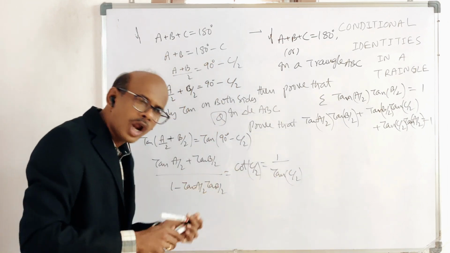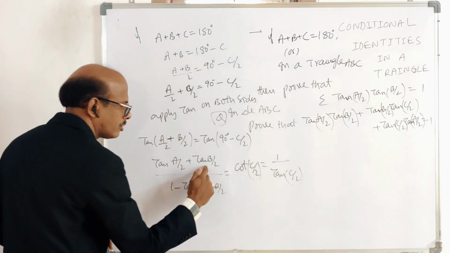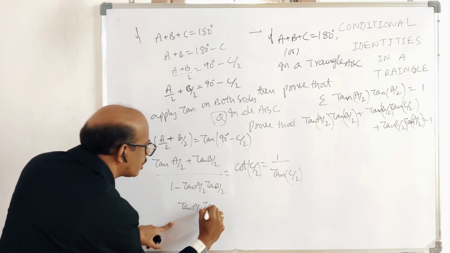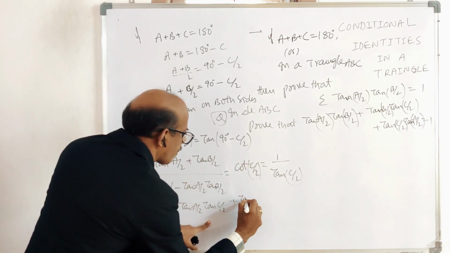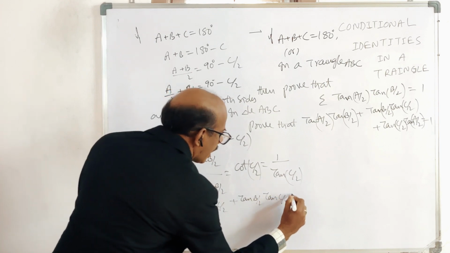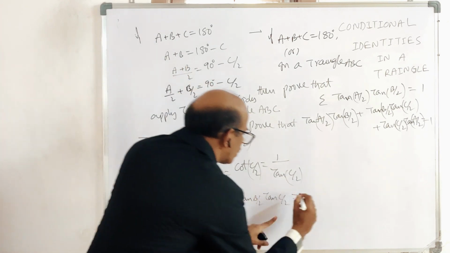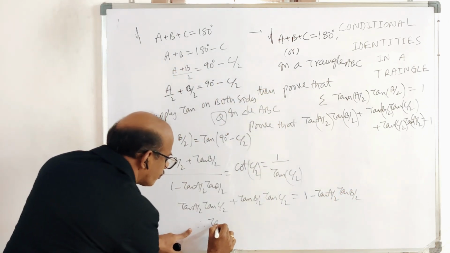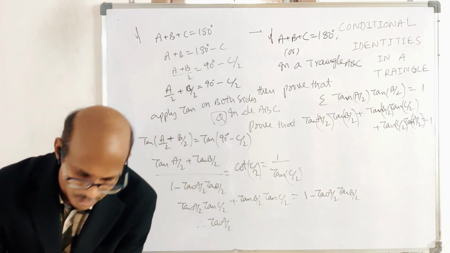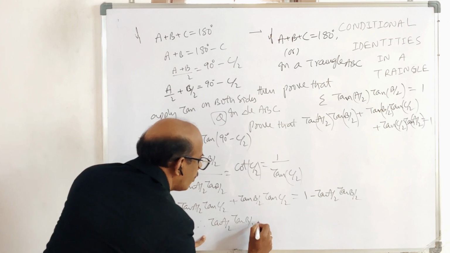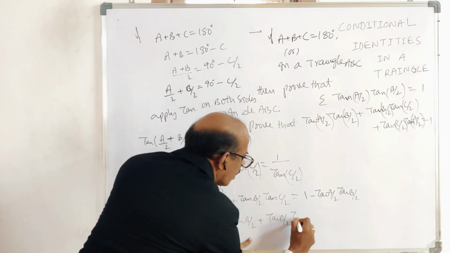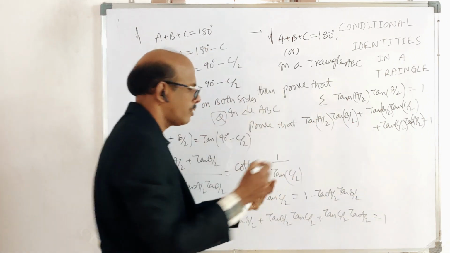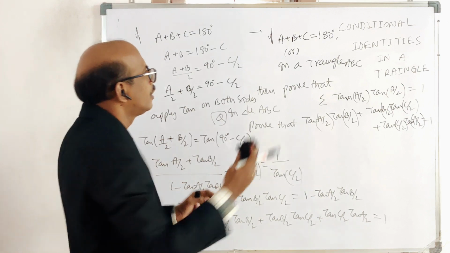Cot is again the reciprocal of tan C by 2. If you cross multiply, this into this and this into this equals 1 into this and 1 into that. Therefore, tan A by 2 multiplied by tan C by 2, cross multiplication, plus tan B by 2 multiplied by tan C by 2 is equal to 1 minus tan A by 2 tan B by 2. By rearranging, it will be tan A by 2 tan B by 2, BC, cyclic order sum, CA, value is equal to 1. This is our requirement. I think you got my point.